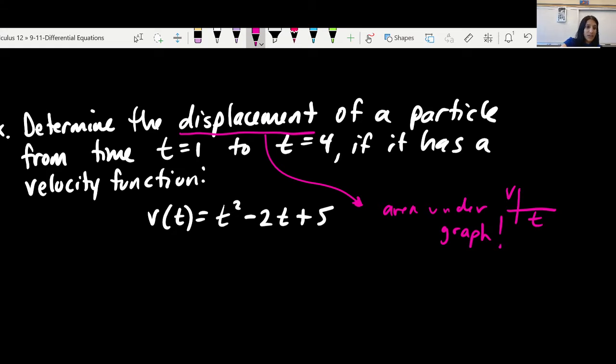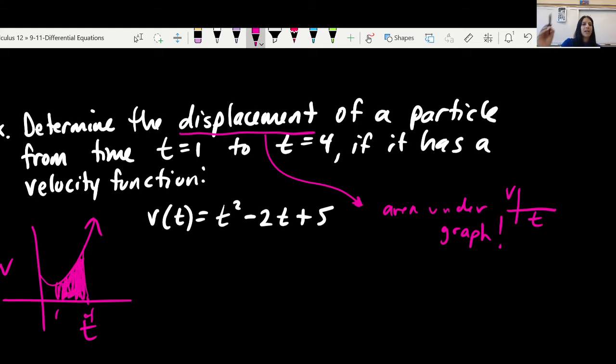So if I want to sketch out what this velocity and time graph would look like, it would be something like, I'm going to say this, just to roughly sketch it out. And if that is my 1 and it goes up to, let's say, 4, like this, then it's this portion here that we're interested in.